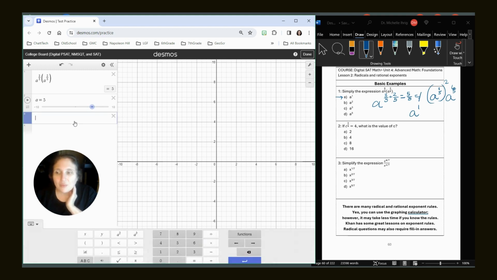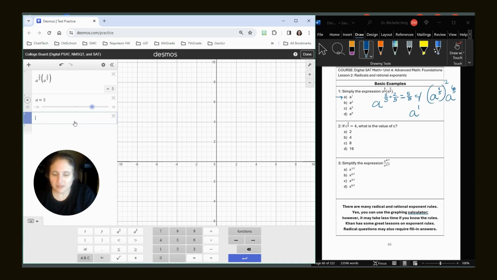So now what we're going to do is type in each answer choice. We have a to the first power. OMG, it's 5. But let me show you. If we do a to the second power, we get 25. A to the third power gives us 125. And a to the fifth power gives us 3,125.